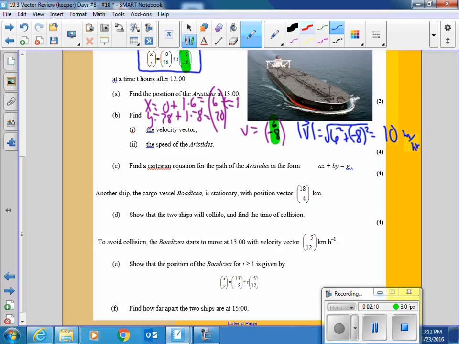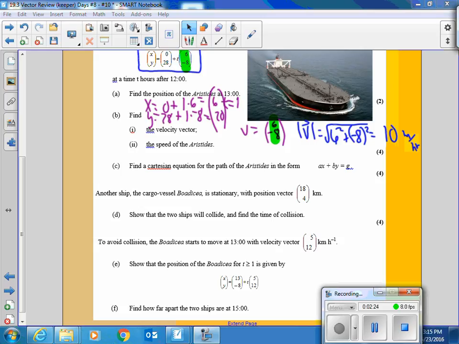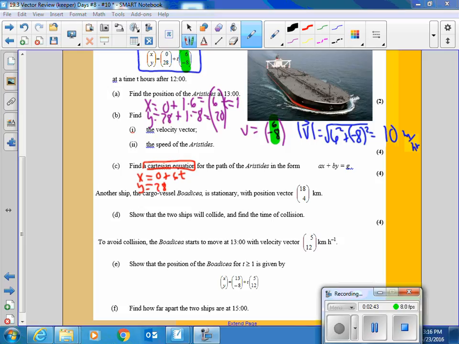Find a Cartesian equation for the path in the form... Okay, and so we look like we've got most of the information we need. The operative word here is Cartesian form. That means there's no t, no parametrics in it. So what you do is you say x is equal to 0 plus 6t, parametric form, y equal to 28 minus 8t. We're going to solve both equations for t.